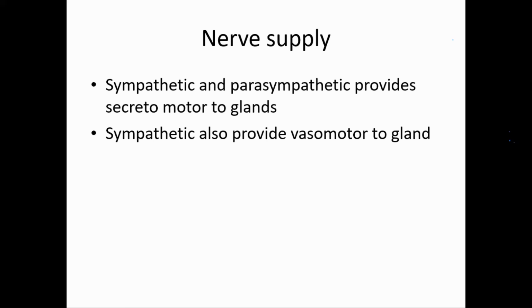Sympathetic and parasympathetic are secretomotor to the glands. In addition, the sympathetic is also vasomotor to the glands. So, what is the pathway for the sympathetic and parasympathetic nerves? How does it reach the parotid gland? There should be a pathway, there is a course.